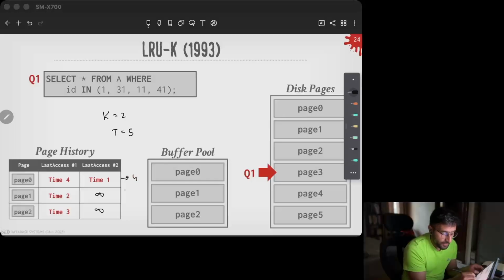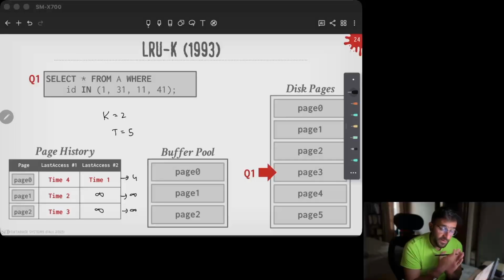Now we subtract. 5 minus 1 is 4. Infinity minus 5 is, you can do it either way, but usually it will go to minus infinity, but you understand the point. You evict the page that has the maximum absolute distance. Even if you get minus infinity here, the absolute distance would be infinity itself.